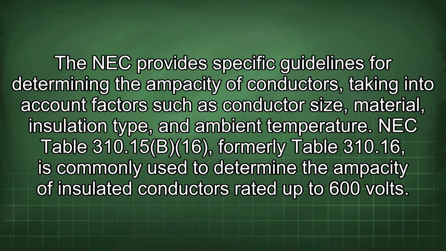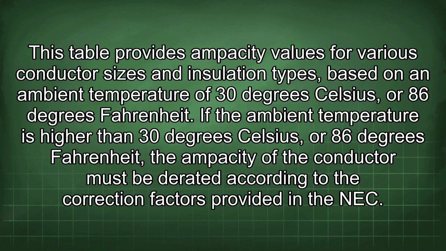NEC Table 310.15(B)(16), formerly Table 310.16, is commonly used to determine the ampacity of insulated conductors rated up to 600 volts. This table provides ampacity values for various conductor sizes and insulation types, based on an ambient temperature of 30 degrees Celsius or 86 degrees Fahrenheit.